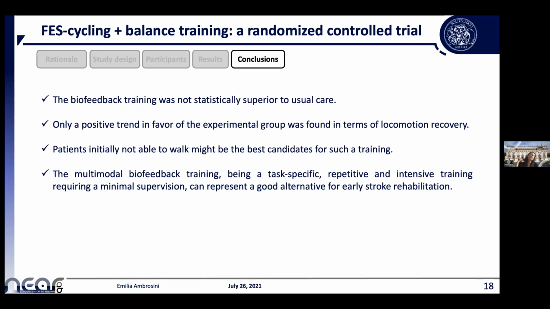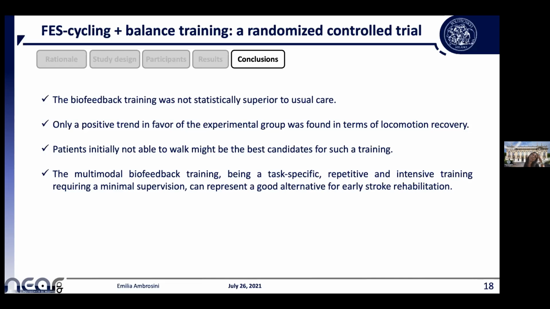Anyway, what we concluded is that our multimodal biofeedback training, being task-specific, repetitive, and intensive, and requiring minimal supervision since it is performed in a complete safety situation, can represent a good alternative for early stroke rehabilitation and could also be easily performed in group sessions. So it could be an important complementary treatment for stroke rehabilitation.